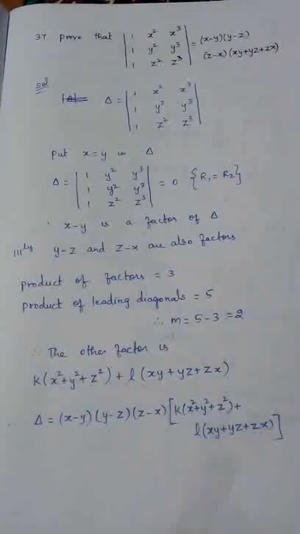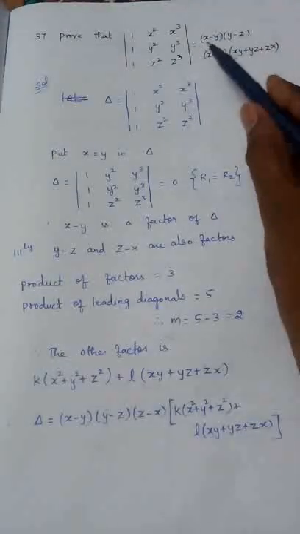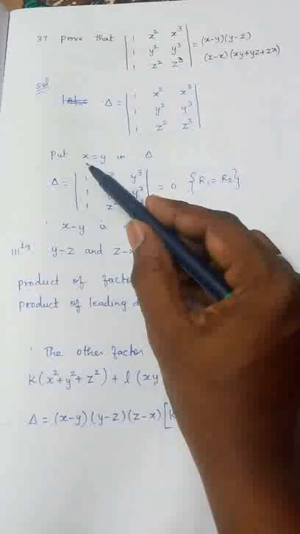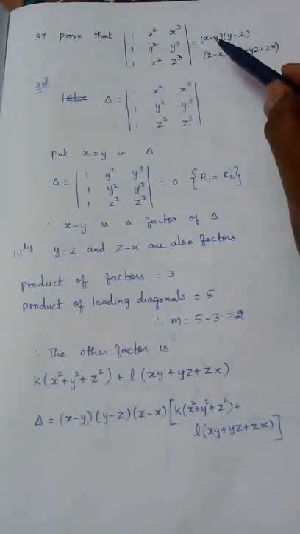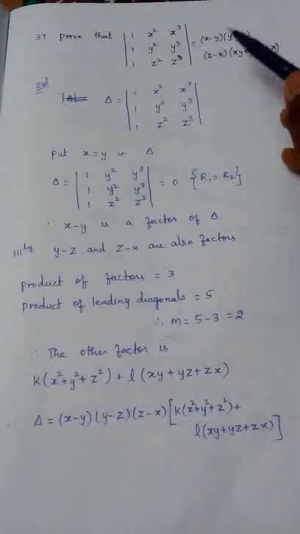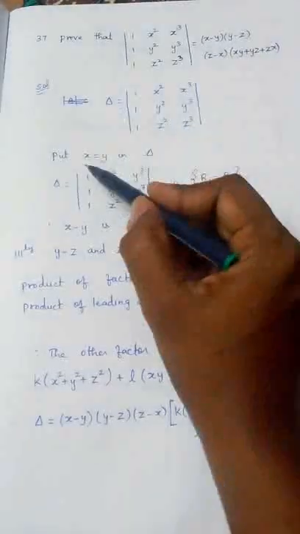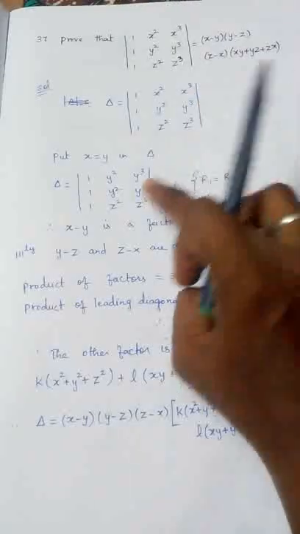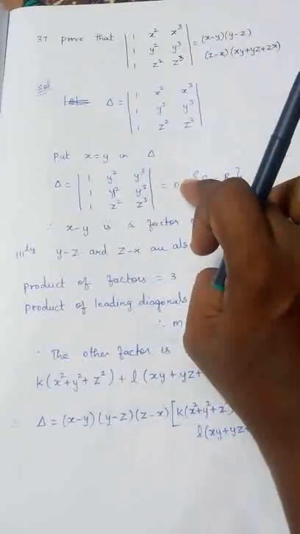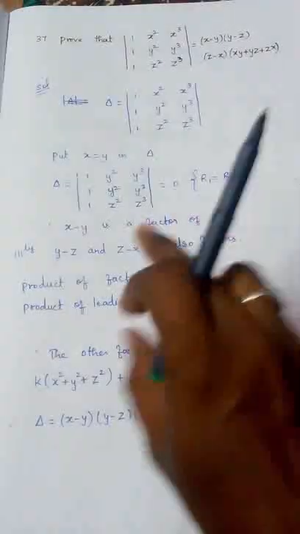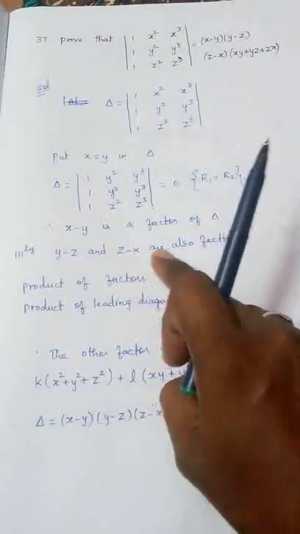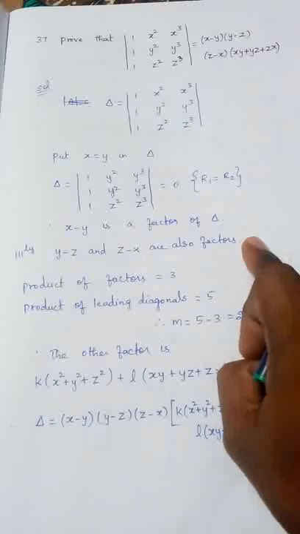Hope you are listening. By seeing the question, we are writing the first step. Put x is equal to y. Suppose if it is x plus y, we will write put x equal to minus y. Since x minus y is present, put x equal to y in this delta. When we do that, the delta value becomes 0. Therefore, x minus y is a factor. Similarly, we can write y minus z and z minus x are also factors.